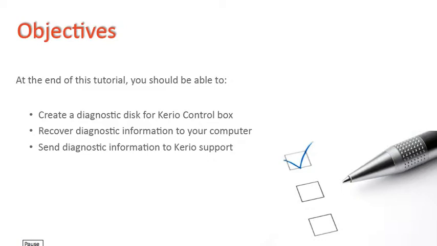In this short video, I'll demonstrate the process of creating and using a diagnostic disk with the Kerio Control Box. This will create the necessary debugging information for troubleshooting the physical hardware in case of a return merchandise authorization, or RMA. Note that we've found some USB thumb drives to have problems and aren't detected properly by the Control Box. So it may be necessary to use a different thumb drive in case you don't have the same results as what I'm about to demonstrate.